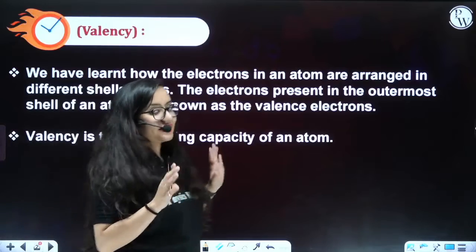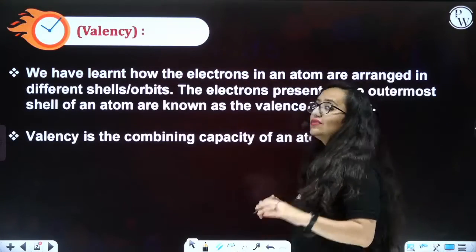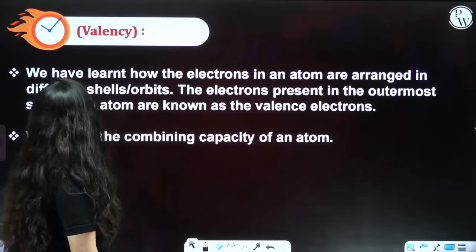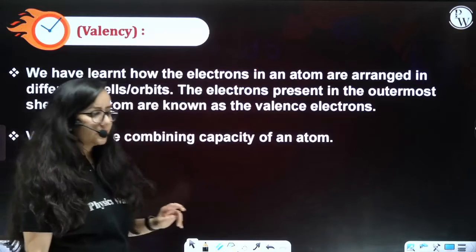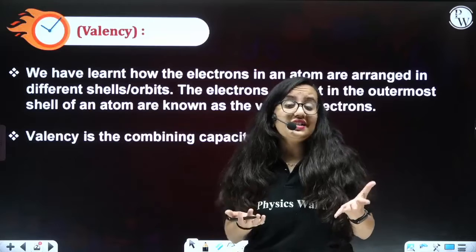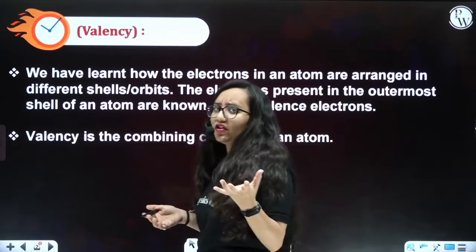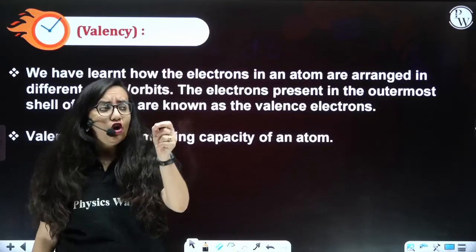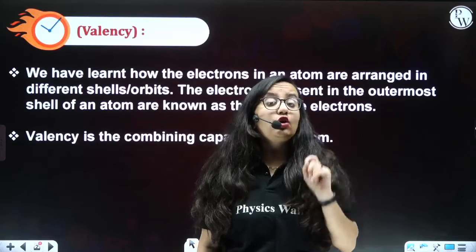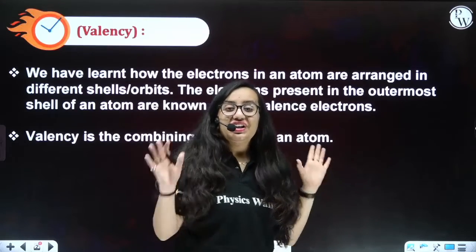So, first thing first, what is valency? We have learned how the electrons in an atom are arranged in the different shells or orbits. Can you tell me which law or which rule suggests how electrons are placed in orbits? Do you know any rule, or is there any formula like how many electrons can accommodate in that particular shell? Do you know? Yes, you know.